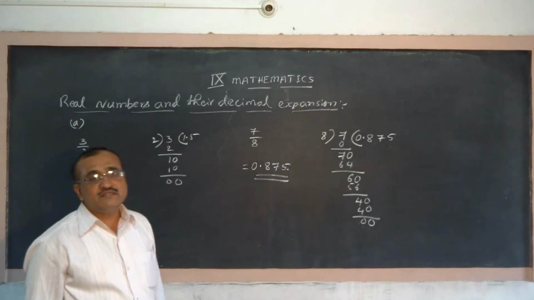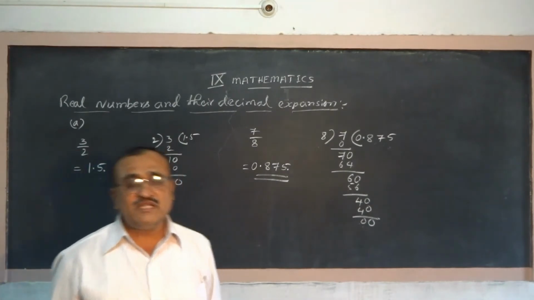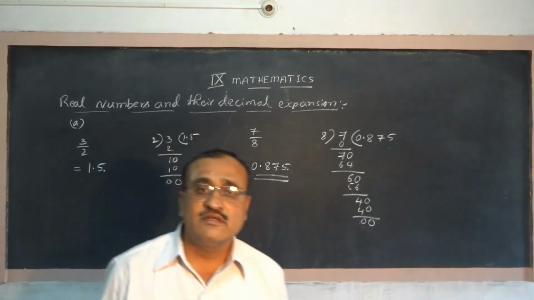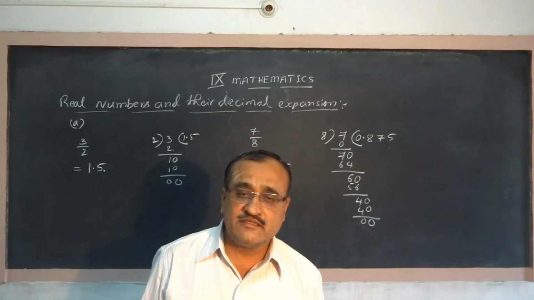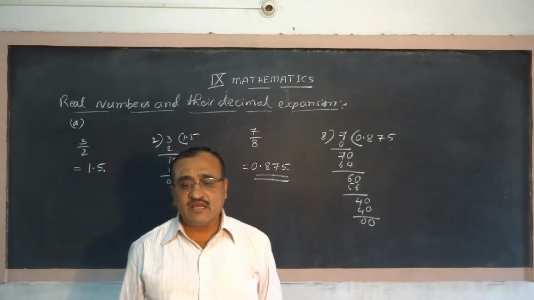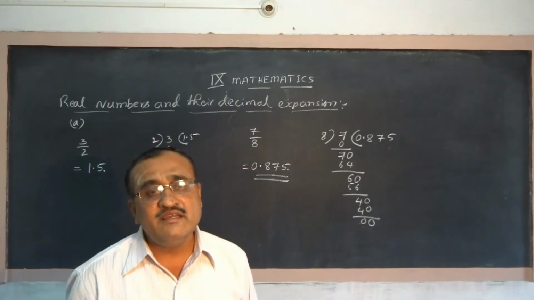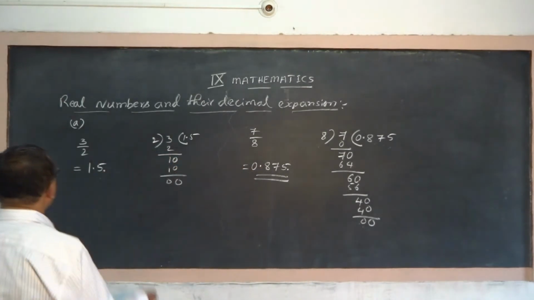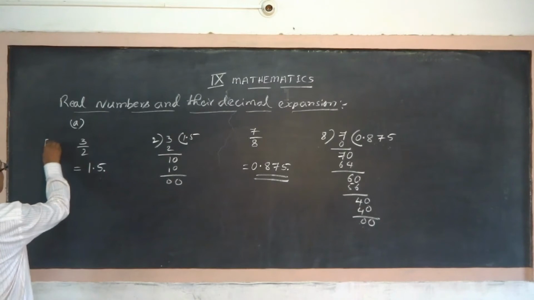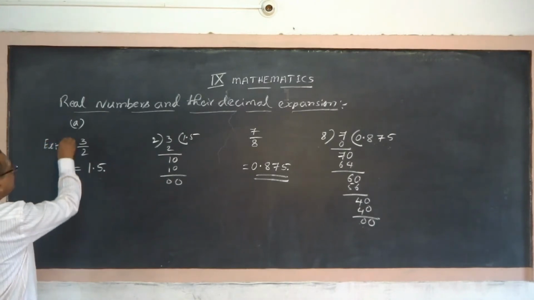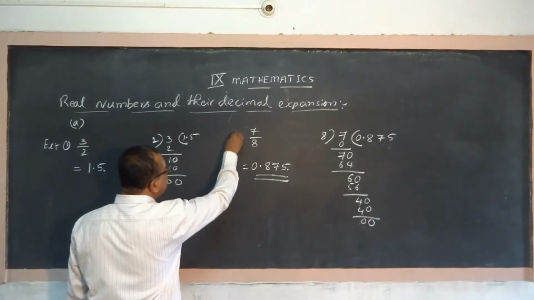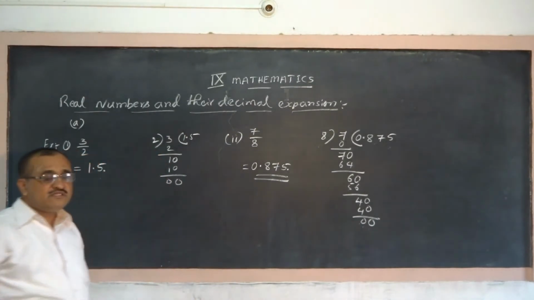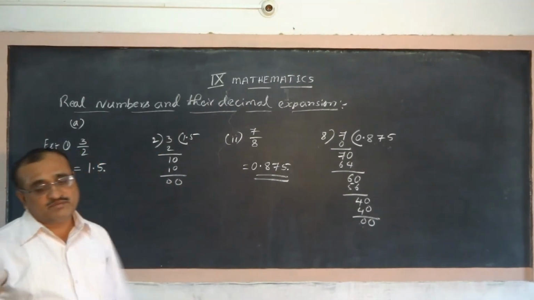Such decimals are called terminating decimals. You take examples. This is 1 and this is 2. These are the examples.